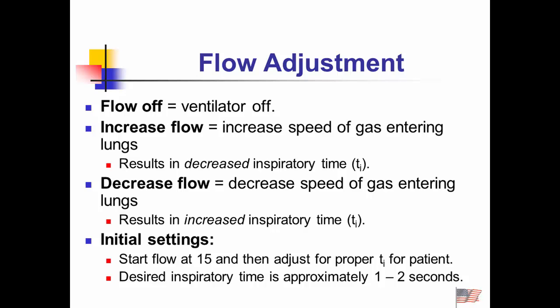Now, the flow control is a unitless number. Arbitrarily, we're going to start at 15. Why 15? I don't know, because it's a nice number. It typically is a flow that is comfortable but not overpowering for the patient, and I can adjust that. What I'm basically targeting is about a 1 to 2 second inspiratory time. Okay, so something that's nice and smooth.